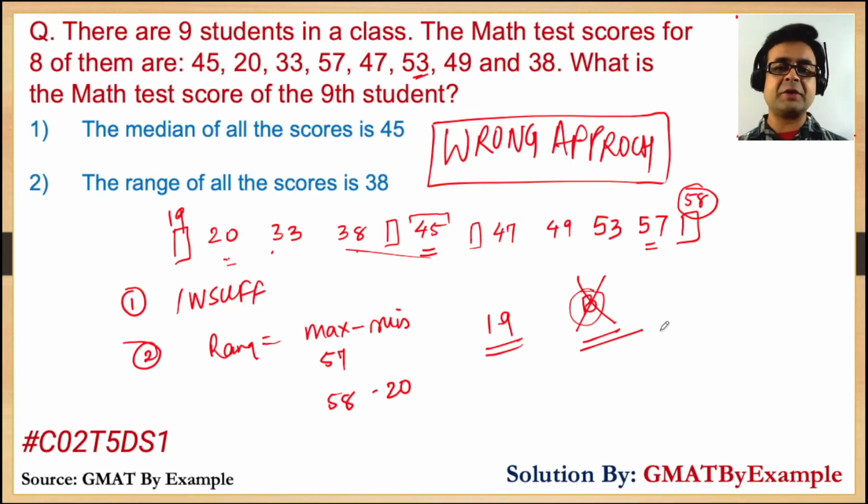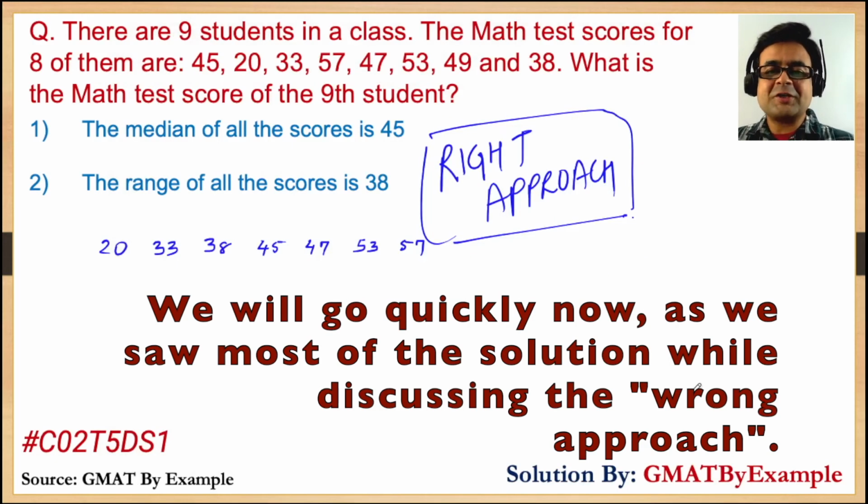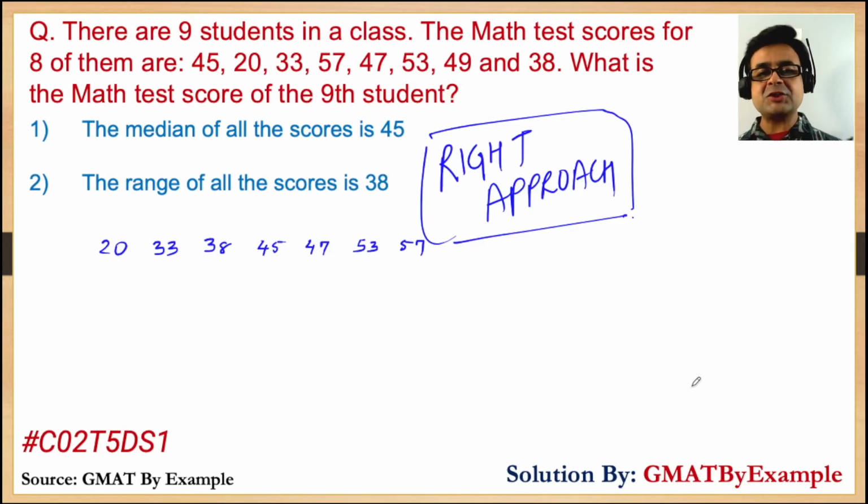Let's talk about the right approach and the right answer. Here's the right approach to solve this question. First, we will make sure that we have arranged all the numbers in increasing order, or it could be decreasing order. We have also made sure that we have not made a silly mistake in counting the numbers, and that we did not miss any numbers in the middle. And finally, we start looking at the answer choices.